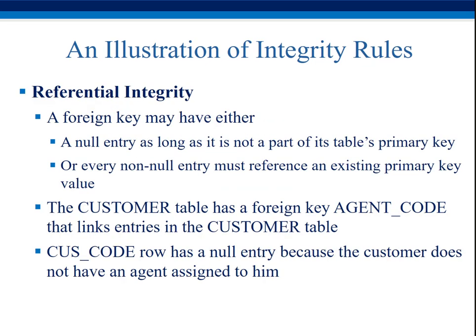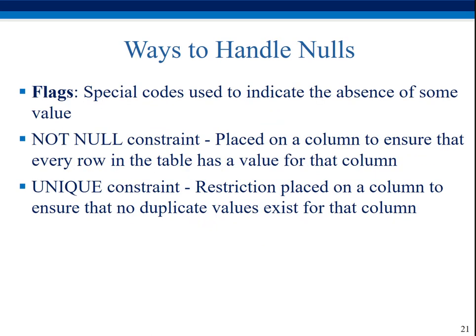And we talked about this again. So this is just more words that are saying the same thing over here. So you can have a customer table with a foreign key agent code that links to entries in the agent table, but the agent code has a null entry because the customer does not have an agent assigned to it. Very similar to what we did when I talked about the student file and the advisor. Again, flags are used to indicate the absence of some value.